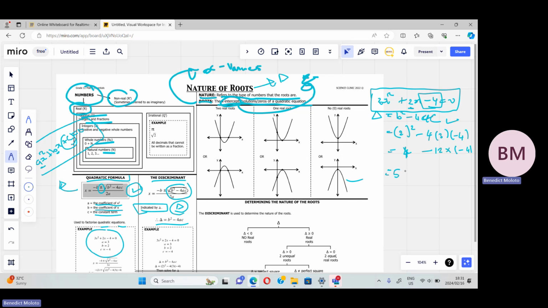As you can see, our delta is positive. That means the nature of the roots of 3x squared plus 2x minus 4 is real. That means here we're talking about real roots. The roots are real. Simple as that, right?